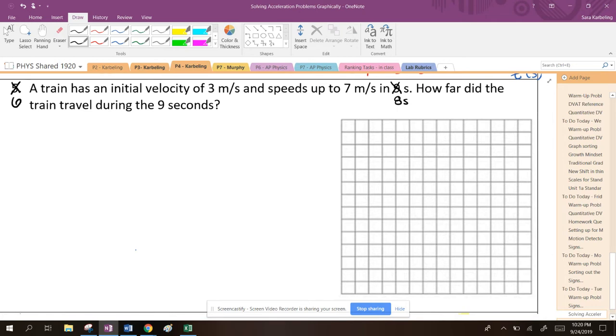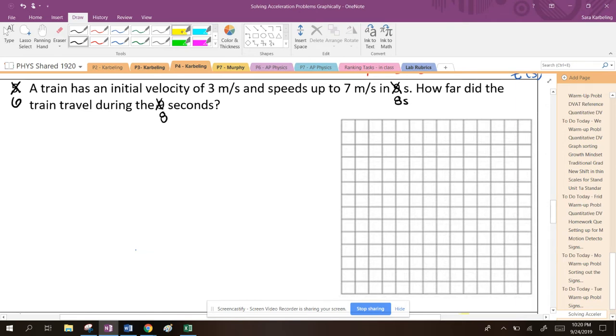It was about a train which had an initial velocity of 3 meters per second, speeds up to 7 meters per second in 8 seconds. So you've seen this scenario before. The first question asked what its acceleration was. Right now I'm asking how far does the train travel in those 8 seconds?